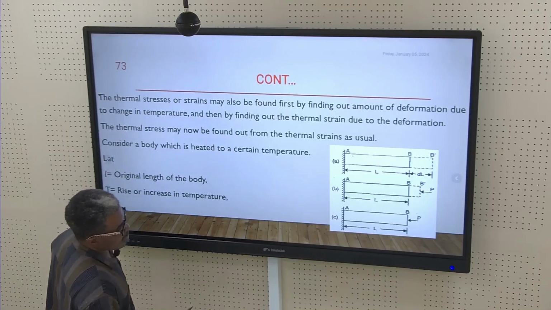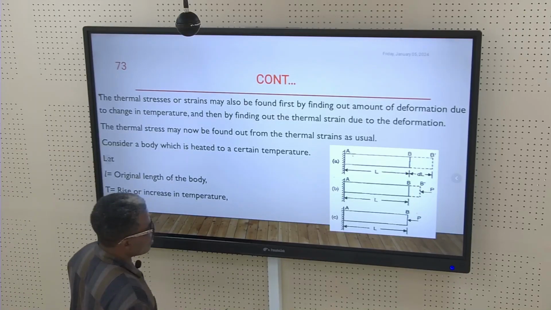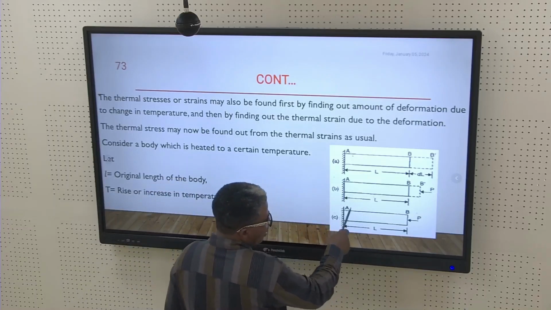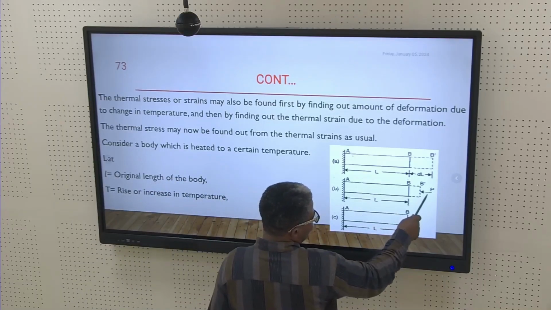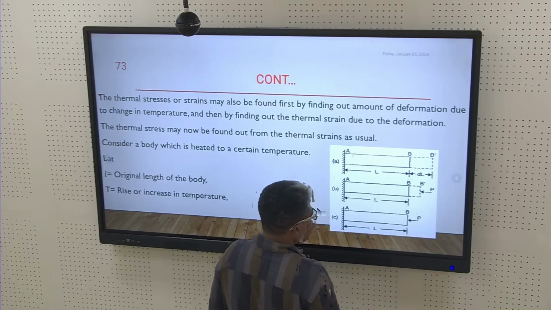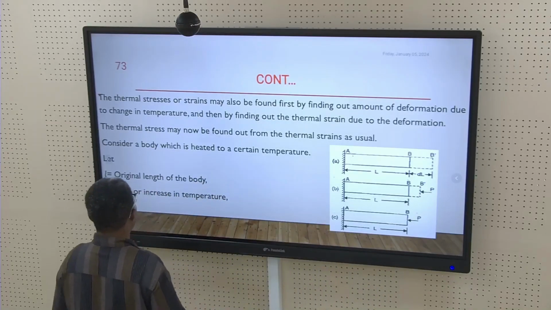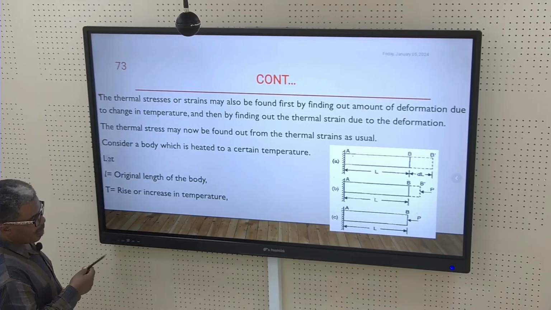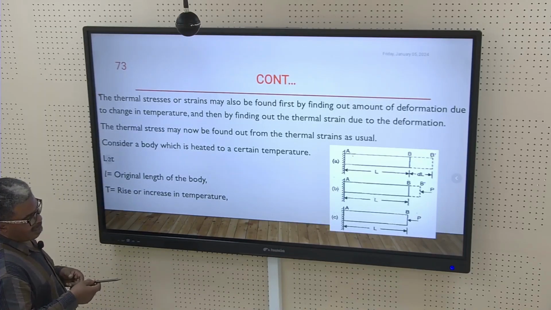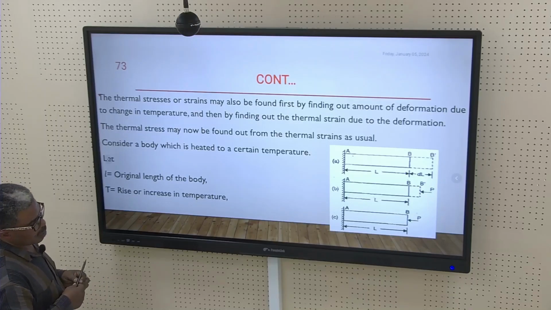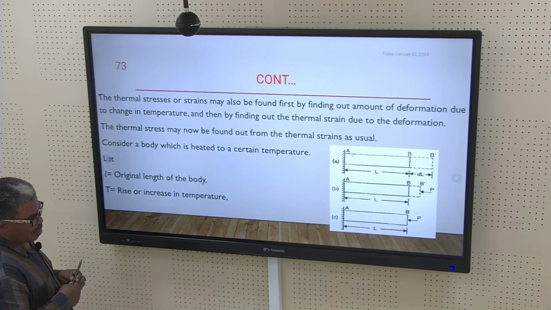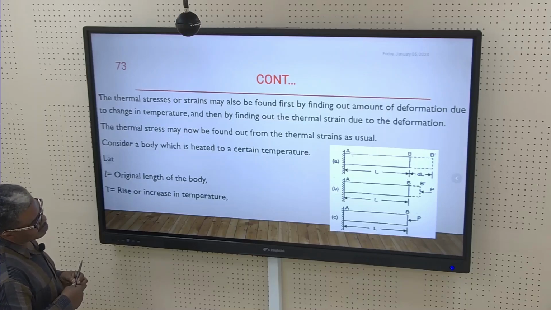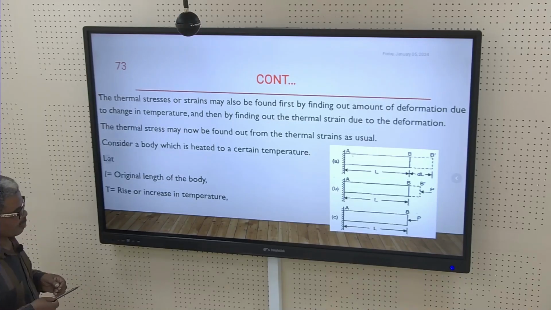So there is a change in what? In length. But for B, you can see the force P that is pushing inside, opposite to the force that is being applied due to the change of temperature, which is thermal stress. We will see how one can come up with that given formula.